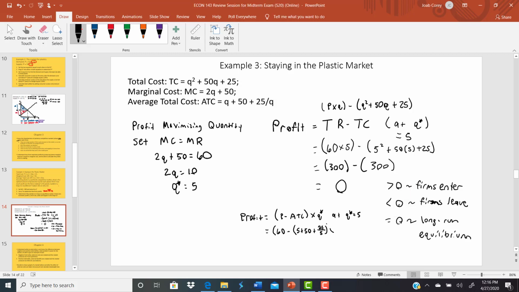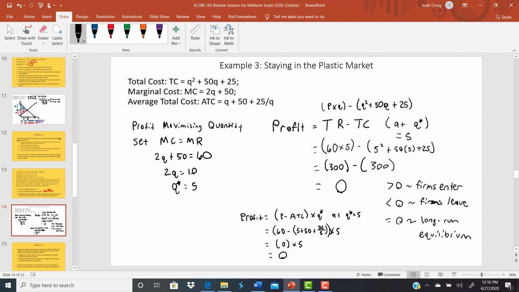Again, we multiply this whole thing by 5, right? So again, that's 60 minus 60, which is 0, times 5, which is equal to 0. So you can calculate profit in that way as well, if you're wondering where you might use that average total cost equation. Right, so again, you can calculate either way, total revenue minus total cost, or price minus average total cost times Q star. Either way, you should get the same number there.